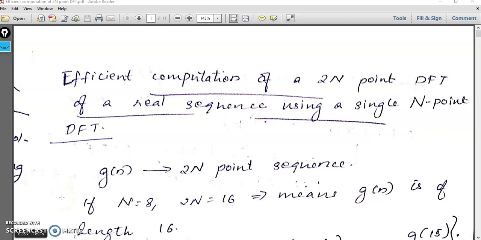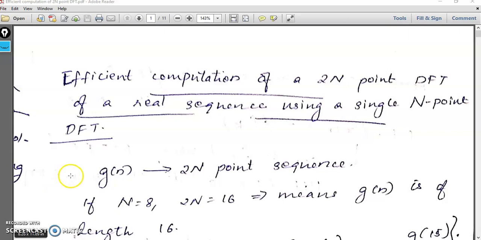I'm Shiraz with you. Today we discuss the efficient computation of a 2N point DFT of a real sequence using a single N point DFT. That means we consider a 2N point sequence, a sequence that has a length of 2N.